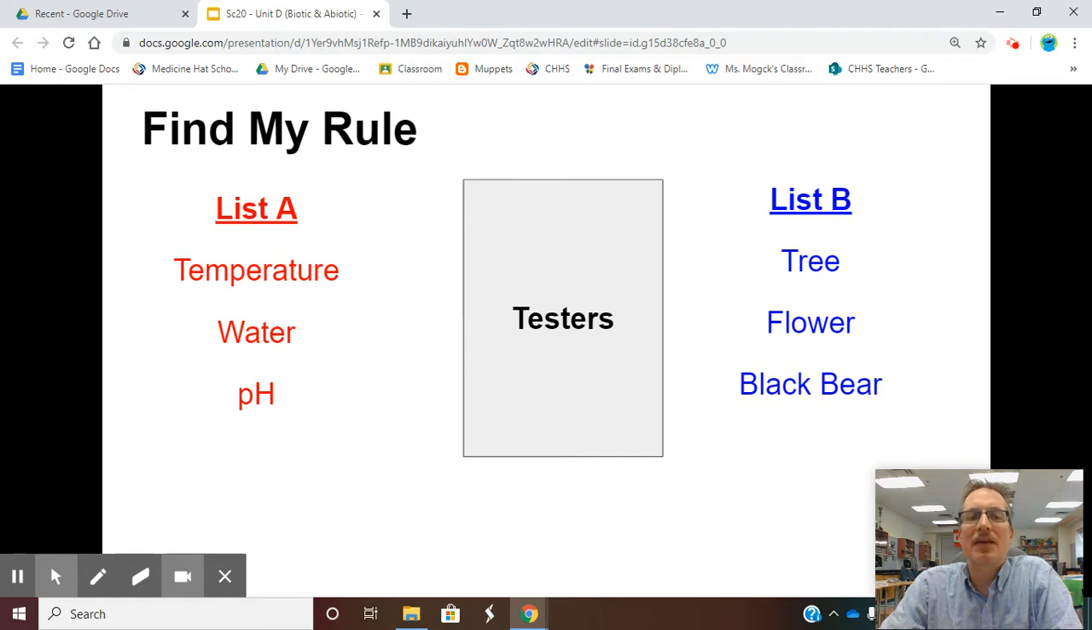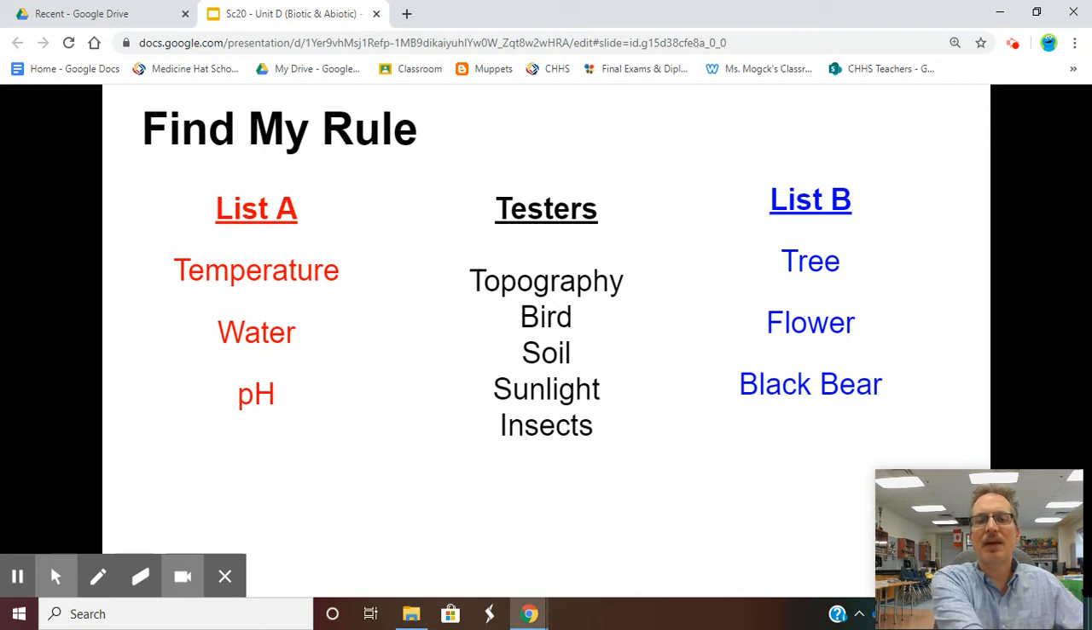So in list A, we have temperature, water, and pH. In list B, we have tree, flower, and black bear. Now, underneath these lists, we have five more words, and what we would like to do is try to determine which list each of these would go on.